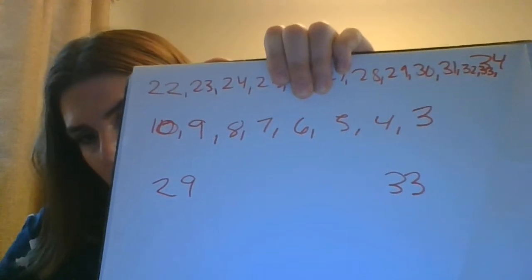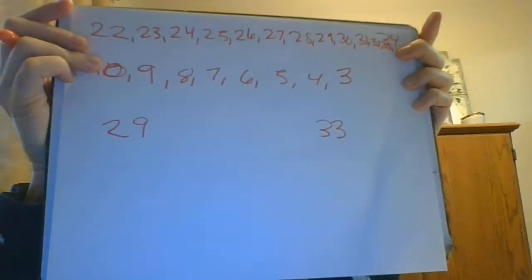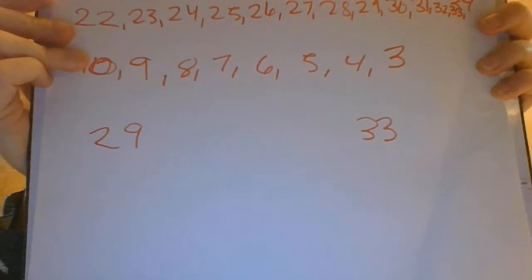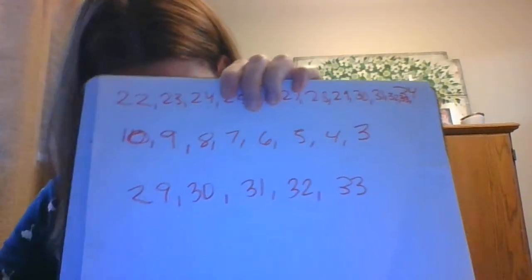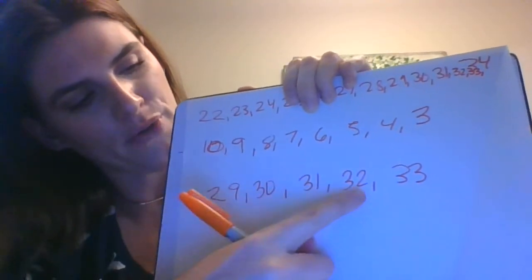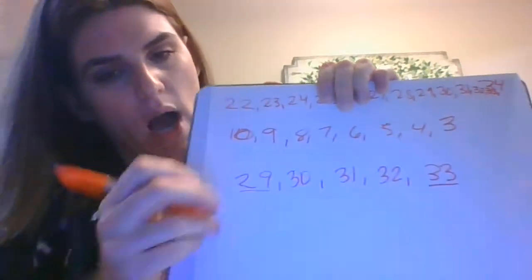You can pause the video and fill in the missing numbers. Remember, you're starting at 29, you're getting to 33. You can pause the video, go. All right, great job. If you got these numbers, you are correct. If we start at 29, 30, 31, 32, 33, that's the number we started with. That's the number we got to.